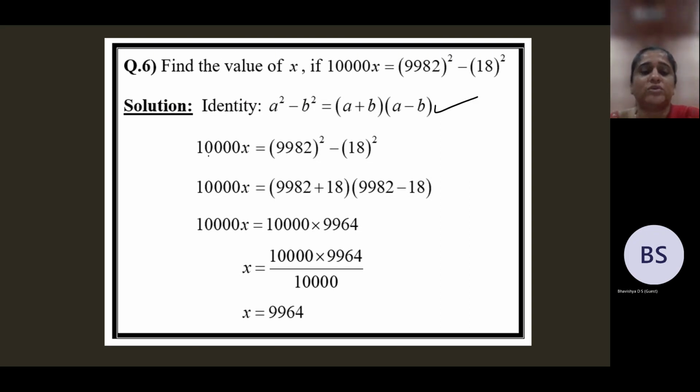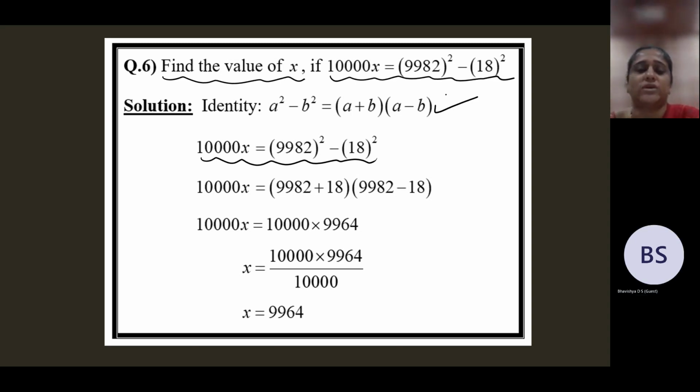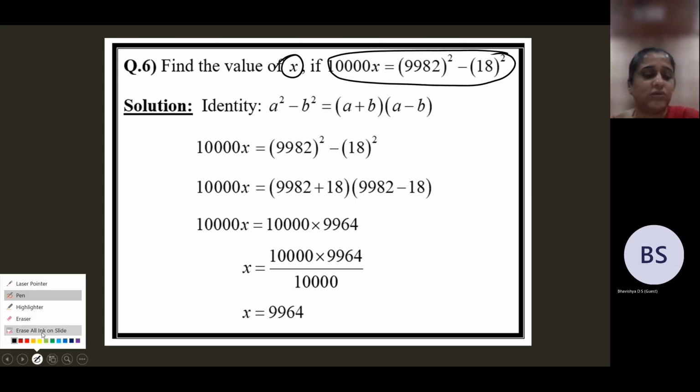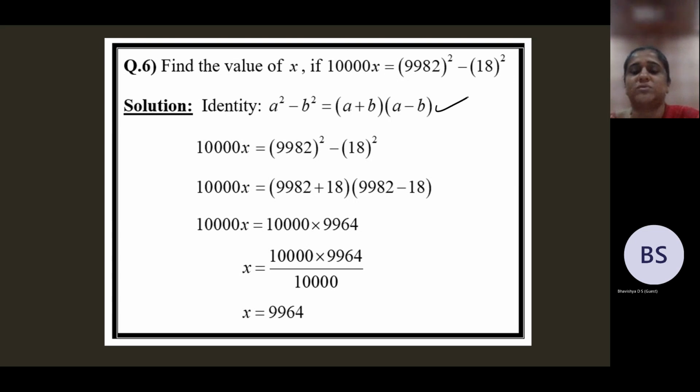So now this is the given question. You can see here. Find the value of x if this one is equal to this one. There's an equation given to us. We need to solve that equation and find the value of x. So write down the equation. I've just written the identity which is to be used here. So this is the given question.